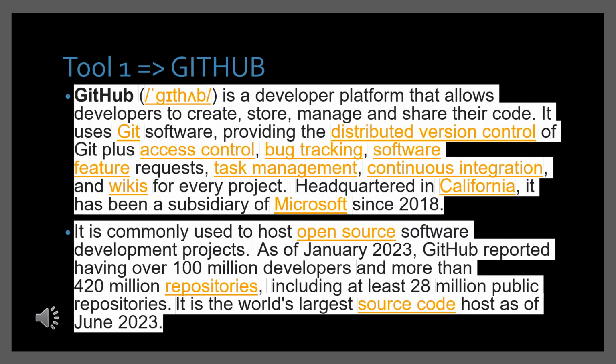Tool 1, GitHub. GitHub is a developer platform that allows developers to create, store, manage and share their code. GitHub is an open source repository, so it contains millions of repositories in it. So many source codes are present, and it has been a subsidiary of Microsoft since 2018. It provides access control, bug tracking, software feature requests, task management, continuous integration, and many people in DevOps are using this one for their DevOps code management.